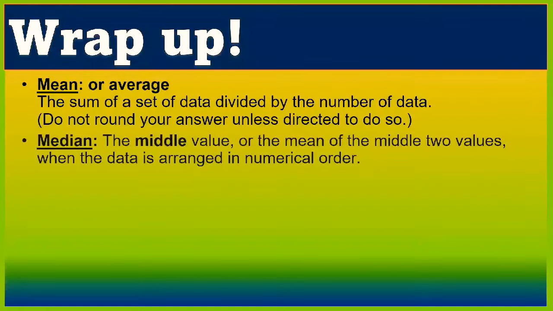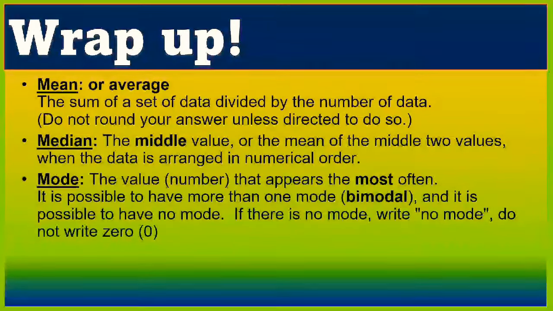Median is the middle value or the mean of the middle two values where the data is arranged in numerical order. Mode is the value or number that appears the most often, and it is possible to have more than one mode, or bimodal, and it is possible to have no mode. If there is no mode, write no mode, or do not write 0.